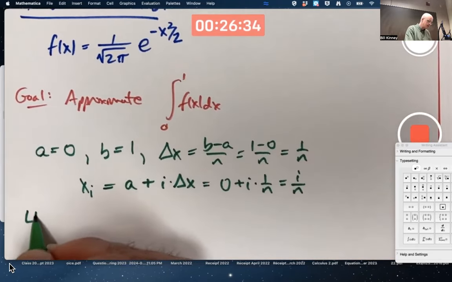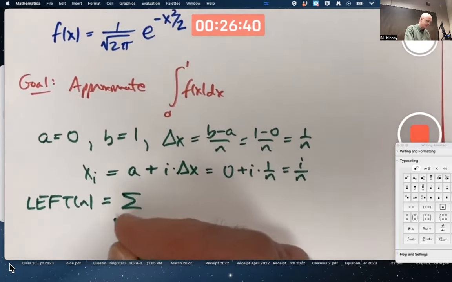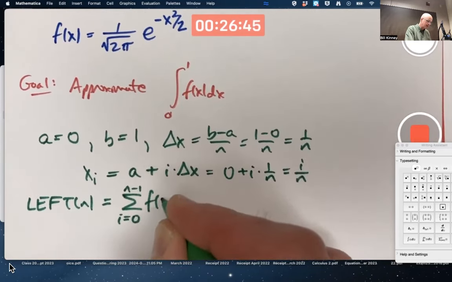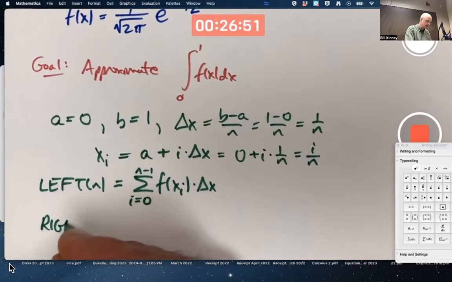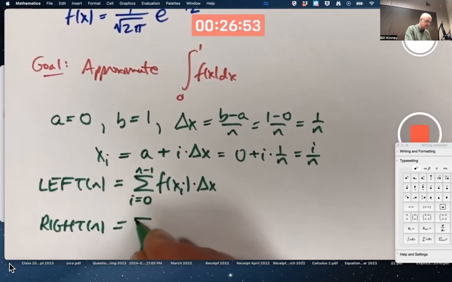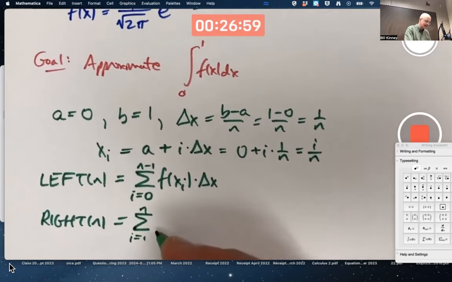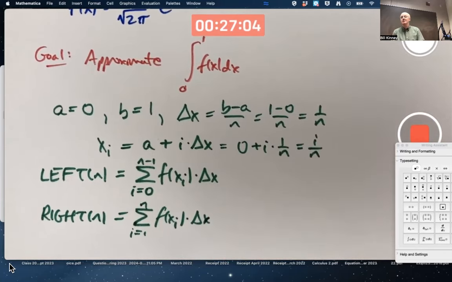The left-hand Riemann sum that approximates the area under the graph is a summation, i starts at 0 and goes up to n minus 1, of f of x sub i times delta x. The right-hand Riemann sum to approximate the integral is the same kind of summation, except i starts at 1 and goes up to n. It is a different summation because of that, but in both cases, you're finding areas, base times height, of rectangles and adding up those areas to approximate the area under the curve.